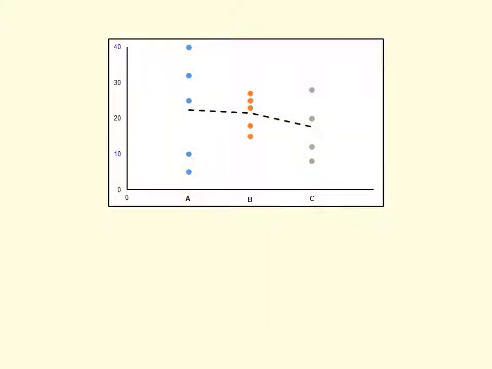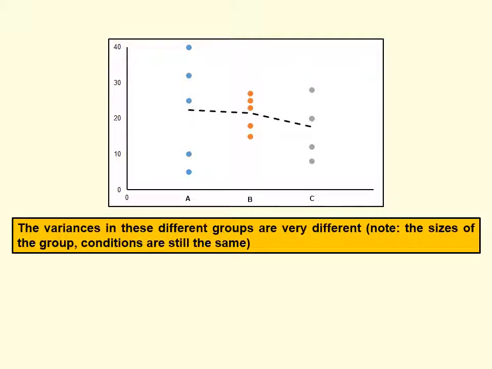Now in contrast, here is some data from 5 people in each of 3 different conditions if it was a dependent design, or 15 people, 5 in each of 3 conditions if it was an independent design. And here you can see that the variances in these groups are very different. Note that the sizes of the groups are still the same, and even the means are about the same. This is fake data that I made that has almost the same mean for group A, group B, and group C as it did in my previous example where the variances were very similar.